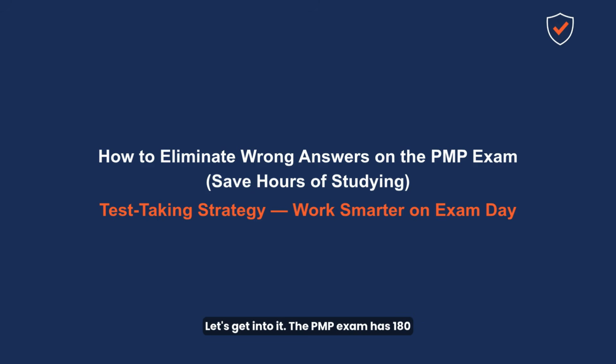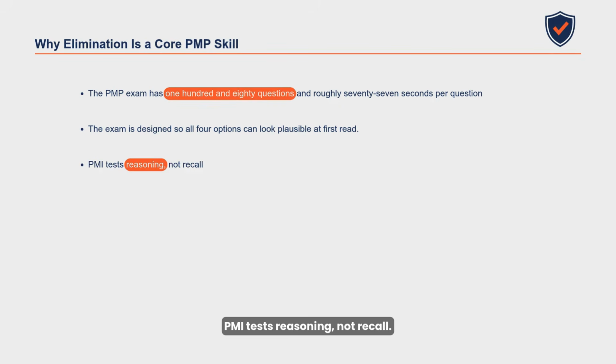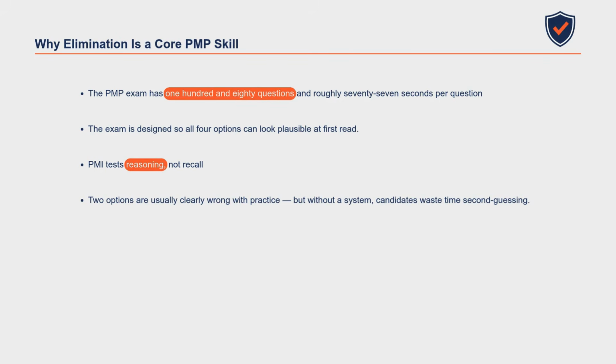Let's get into it. The PMP exam has 180 questions and roughly 77 seconds per question. Under that pressure, elimination is essential. The exam is designed so all 4 options can look plausible at first read. PMI tests reasoning, not recall. 2 options are usually clearly wrong with practice, but without a system, candidates waste time second-guessing.